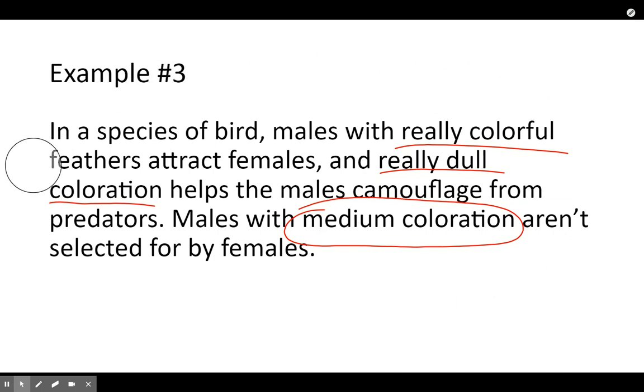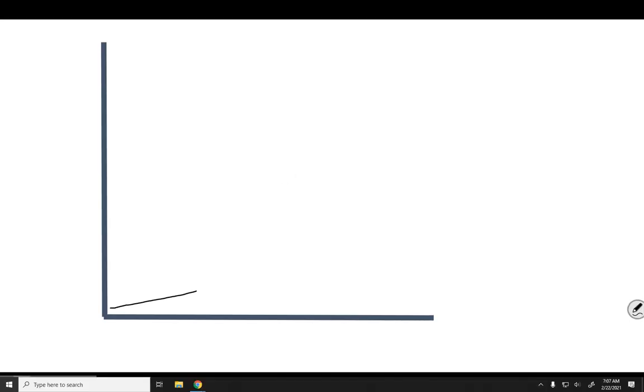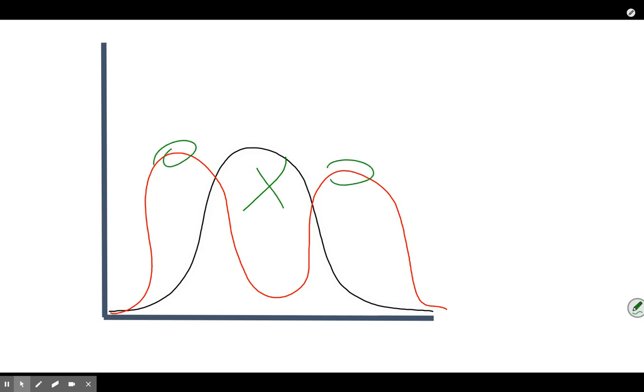Okay, so let's draw this graph. Remember, we are selecting or we are choosing the dullest, and we're also choosing the brightest. That middle section is not the good section. Let's put our normal line back in. Oh, that's really bad. I can't even like that one, guys. So let me put a new one in here. There we go. Okay, so we're not going to favor our middle, which means our graph, once again, is going to look like this. Perfect. Okay, we do not favor the middle, but we favor the two extremes.